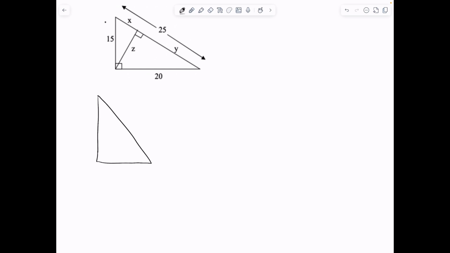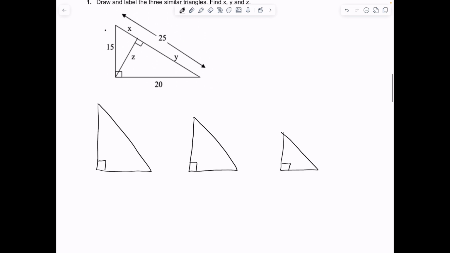So there's my large one. There's my medium. And here's my small. Should probably make that one a little bit smaller. Let's try again. There we go. Perfect. Okay, so labeling this up. This is probably the hardest part here.